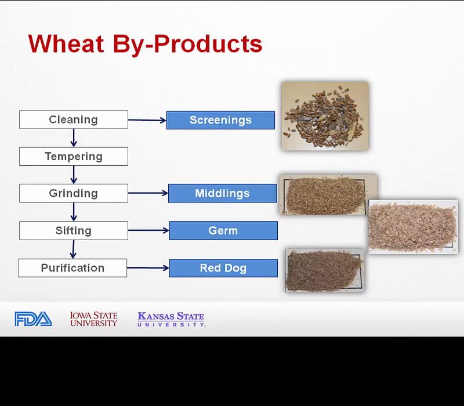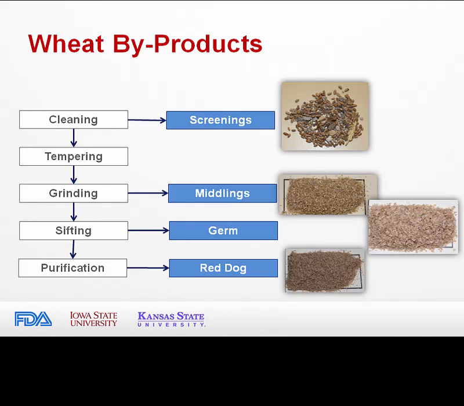The bran and up to 30% residual endosperm contained within it is a byproduct of the grinding step called wheat middlings or wheat midds. Because the quantity of residual endosperm can vary widely, it is important to purchase wheat midds with a guaranteed minimum analysis.